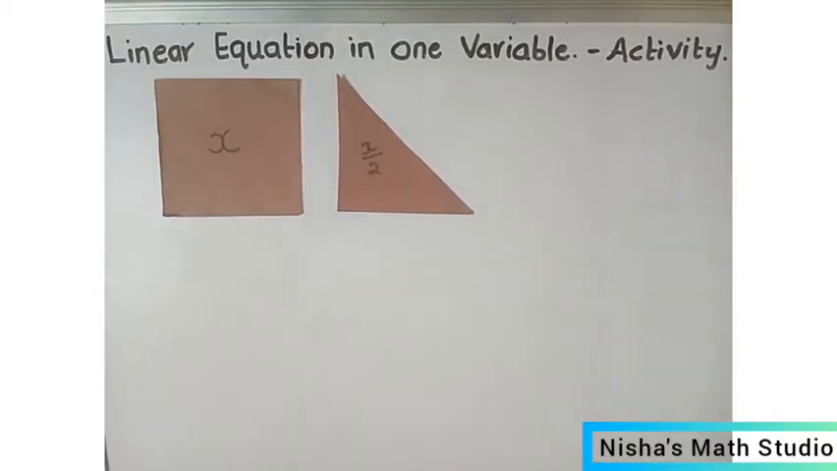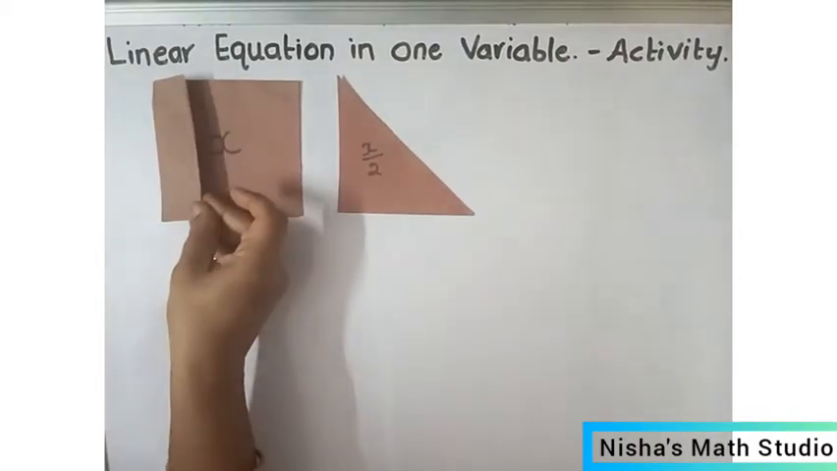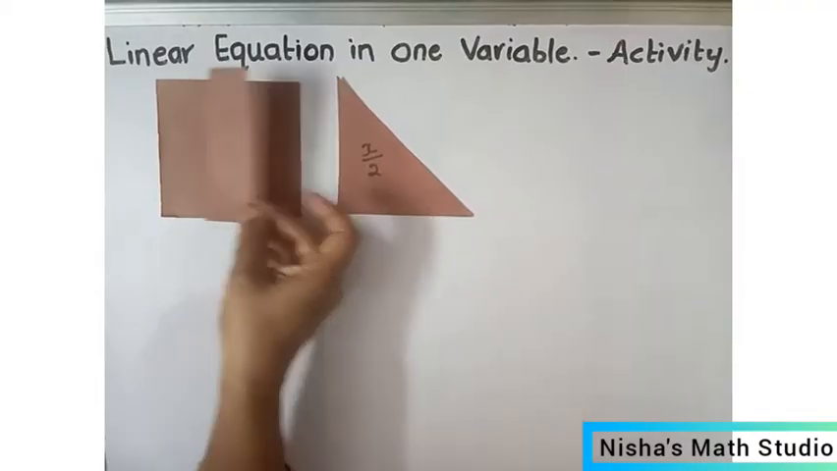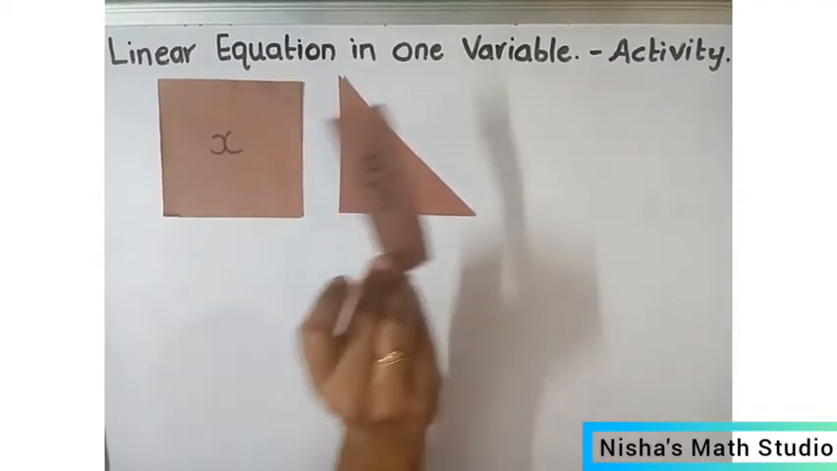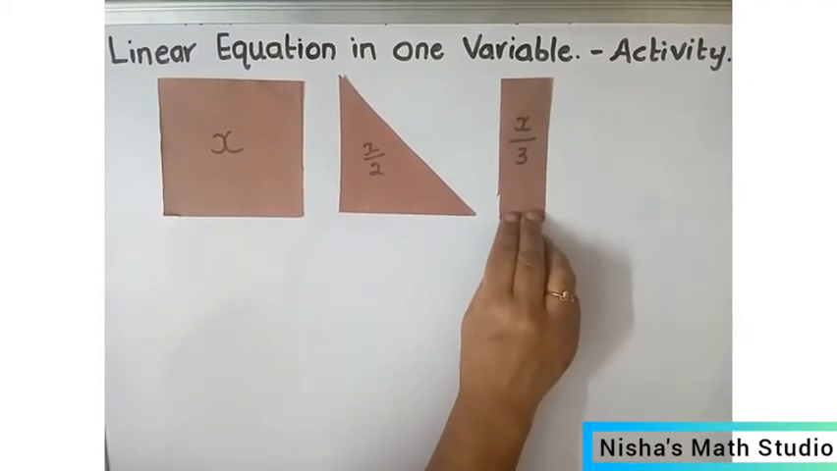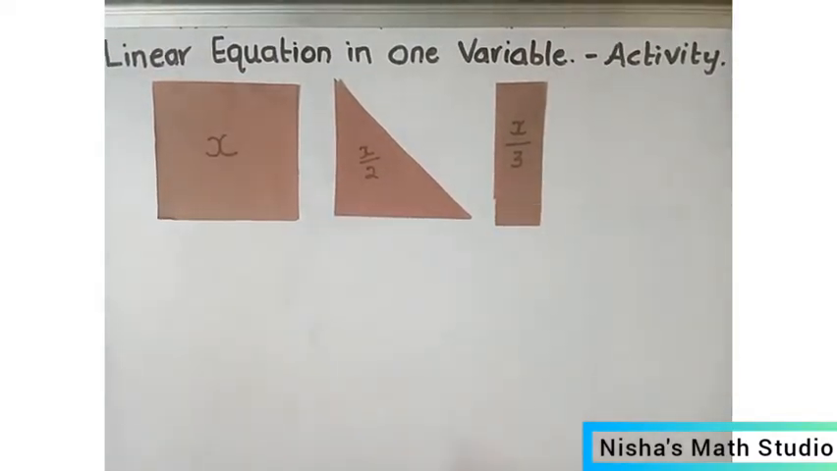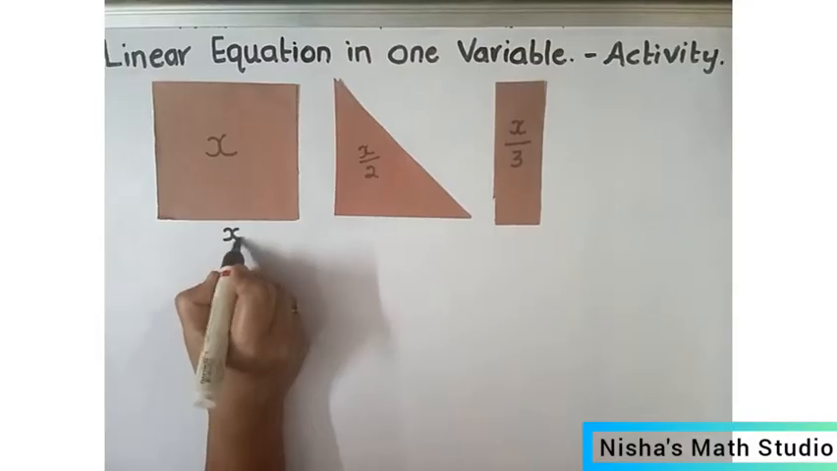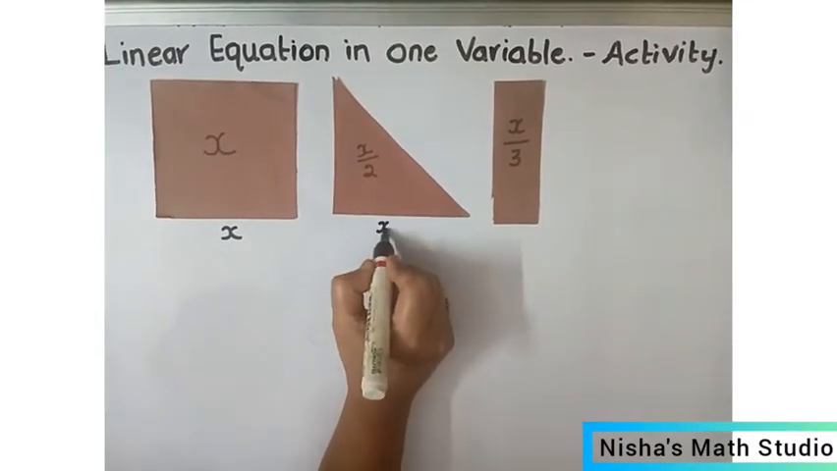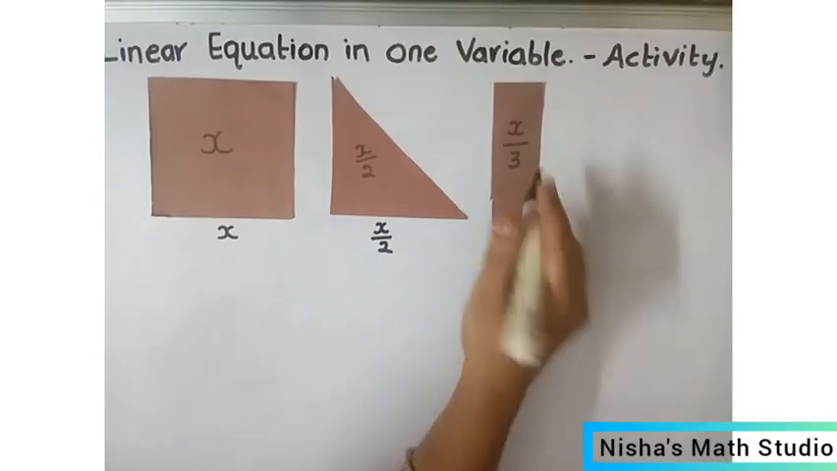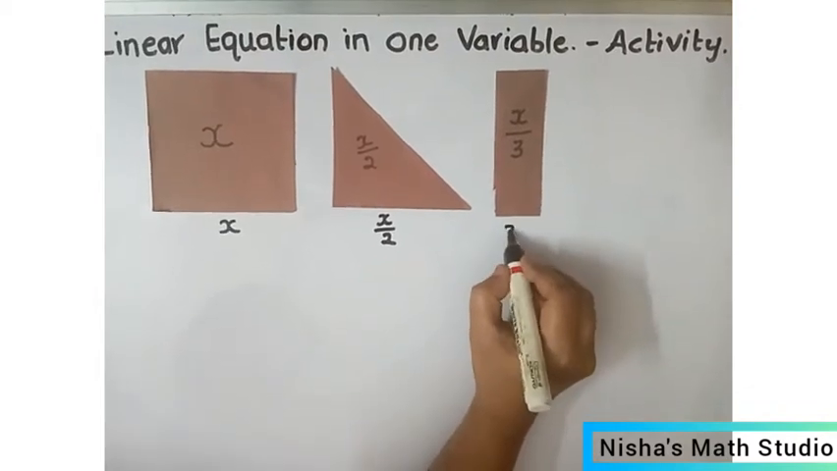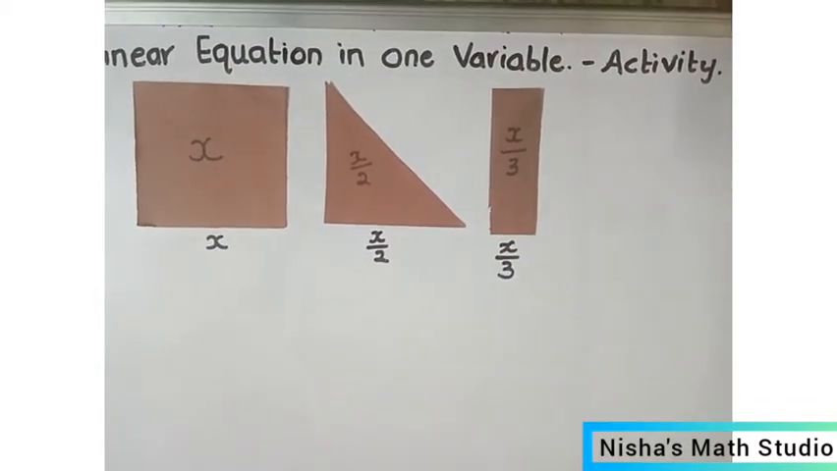2. Similarly, if I cut this square into three rectangles, each rectangle represents x by 3, that is the whole x has been divided into 3 parts. So this represents x, a triangle represents x by 2 and this rectangle strip represents x by 3.